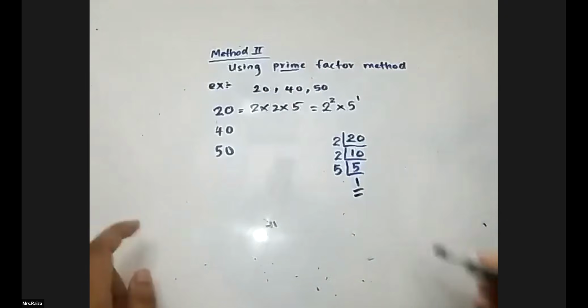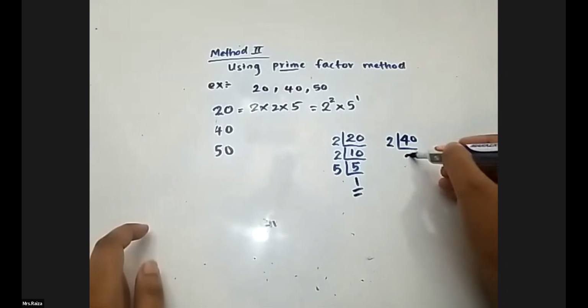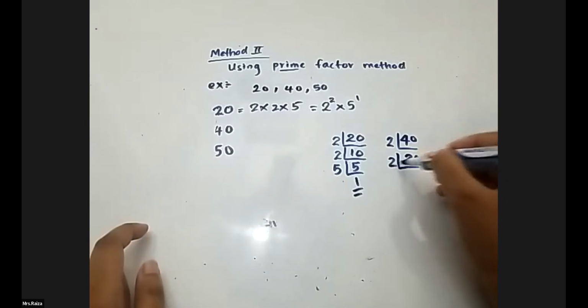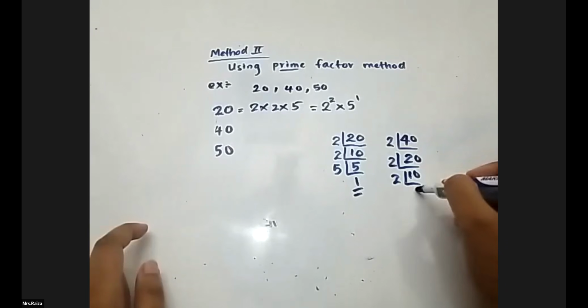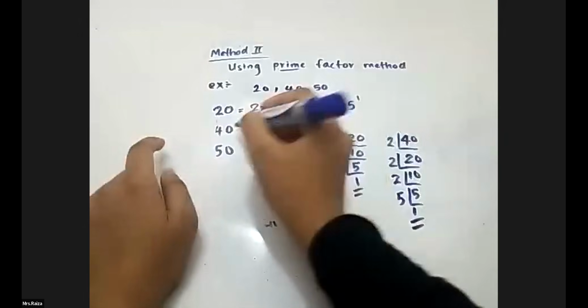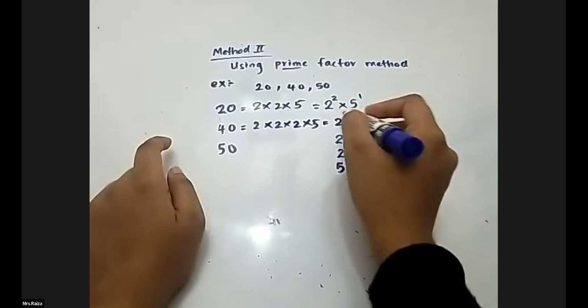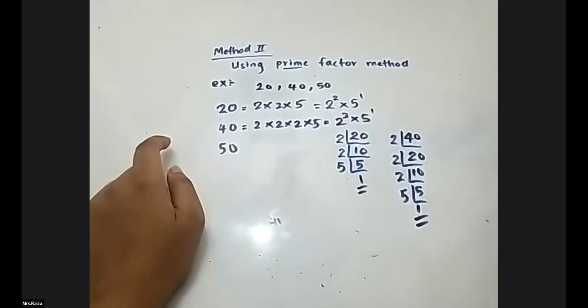Now when I come to number 40, 40 also can be divided by prime number 2. You get 20, 20 divided by 2, 10, 10 divided by 2, 5, 5 divided by 5, 1. Now we can expand this as 2 into 2 into 2 into 5. So that means 2 to the power 3 and 5 to the power 1.